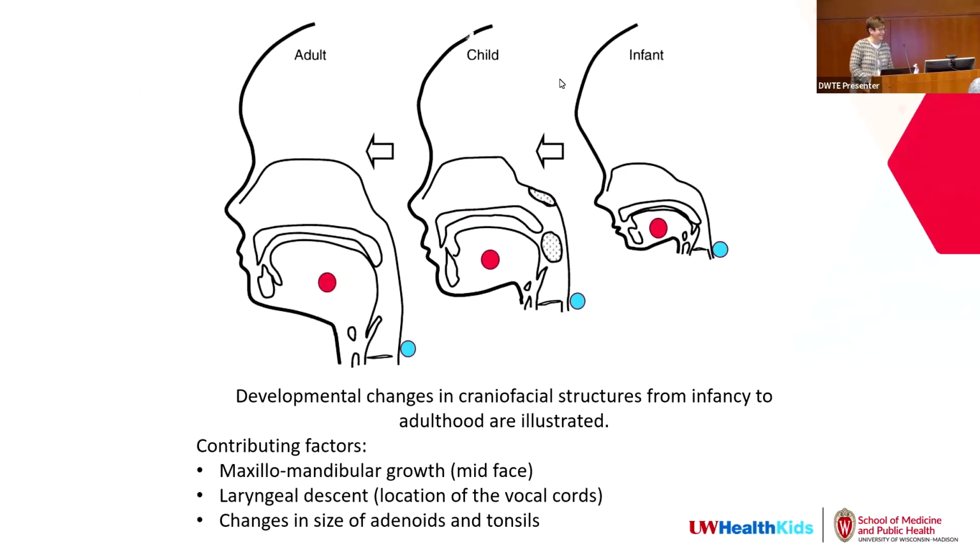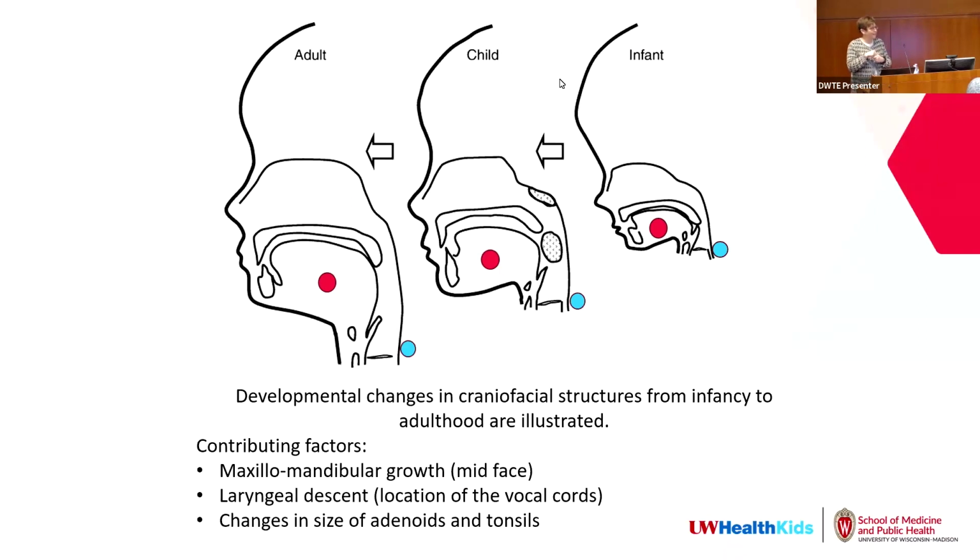So this slide shows the differences, and the red dot is the tongue. If you think of the tongue, maybe we don't think about it a lot. It's a really big muscle in a smaller space. And then the blue dot is where your vocal cord is. And if you look at the infant versus the child versus the adult, especially in the infant, your tongue and your vocal cords are really close together.